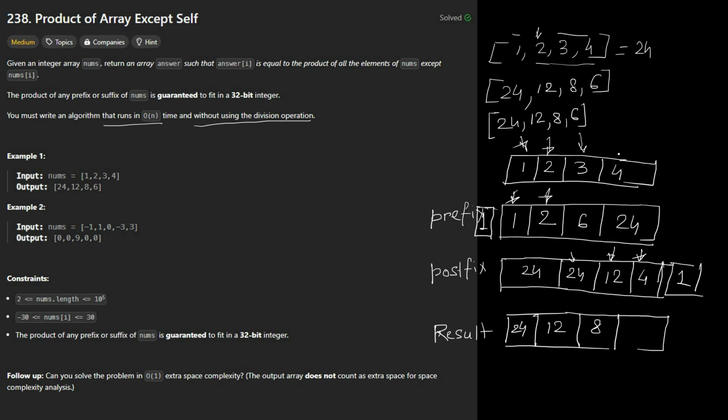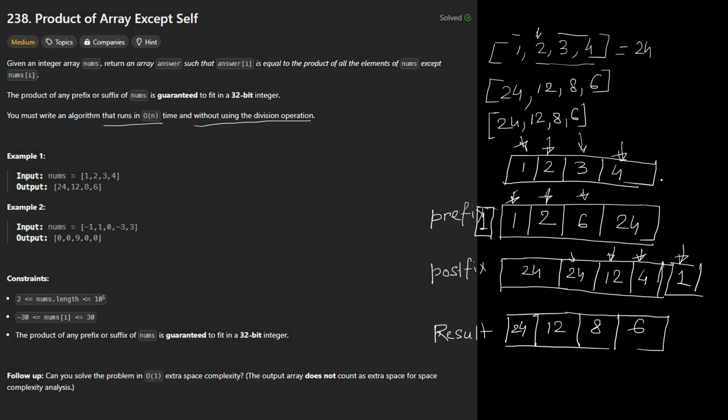And now if we take the value of 4, which is going to multiply the previous value of prefix multiplied by the next value of the postfix, which is going to be 6. So in this order we are going to get the value. So here there is one problem, which is that we are basically creating two lists to compute our problem.